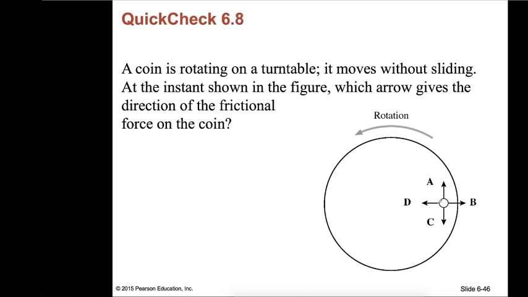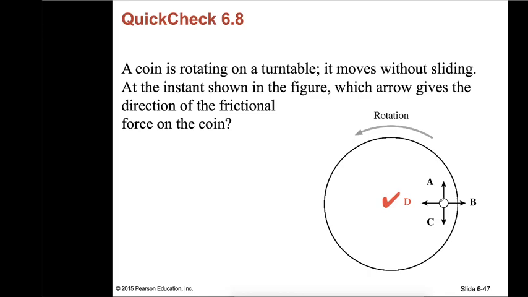Now, the same coin on the same table. The question is changed. Which arrow gives the direction of the frictional force on the coin? That's a little bit tricky question. So what's the direction of friction? Since the coin is rotating in a circular motion in this way, what do you think is the direction of the friction? The answer is D. Is that surprising?